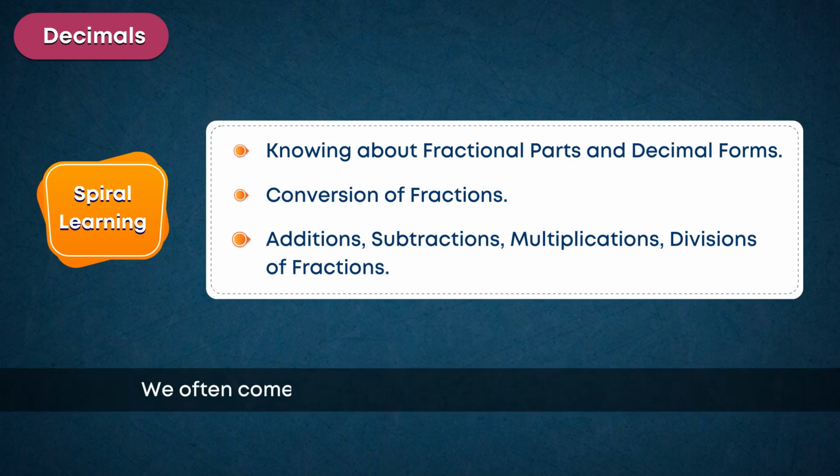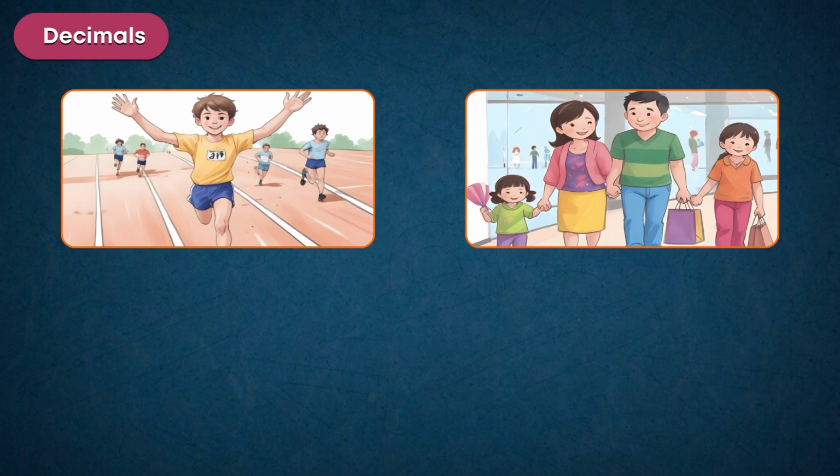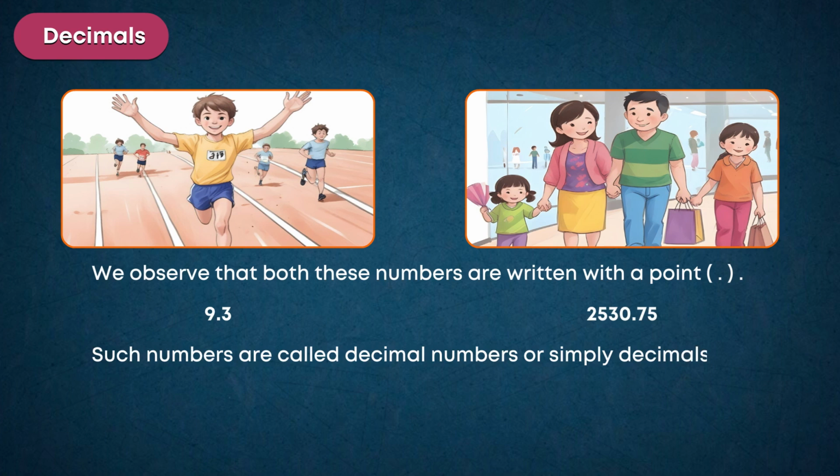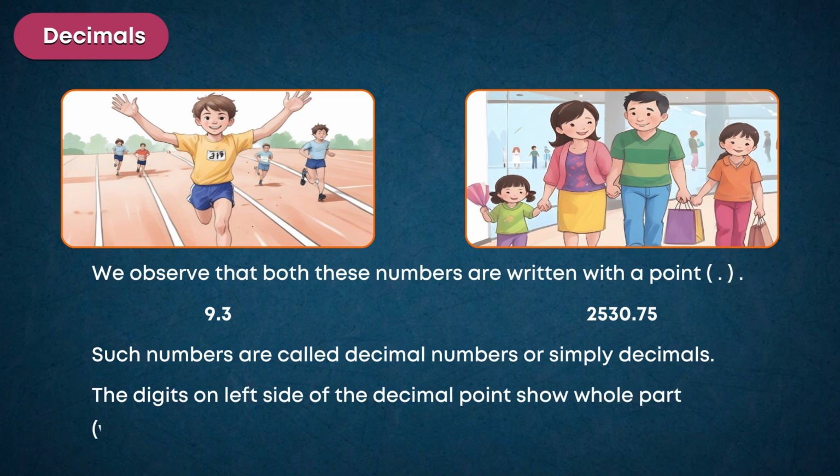We often come across numbers like 9.3, 2530.75, etc. We observe that both these numbers are written with a point. Such numbers are called decimal numbers or simply decimals. The digits on the left side of the decimal point show the whole number part.